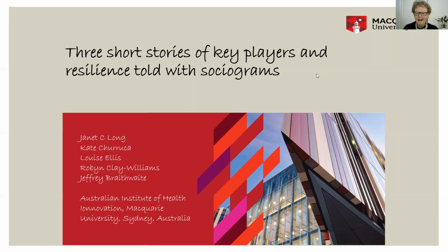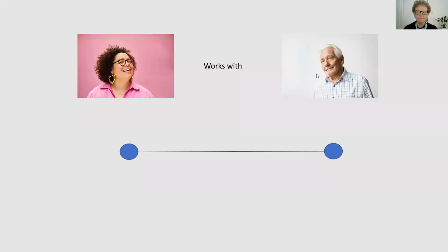Hello, I'm going to tell you 3 short stories about key players and resilience using sociograms. So sociograms are maps of people's relationships where each person is shown as a node and the presence of a relationship is shown as a line between them.